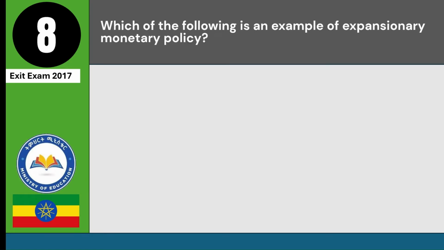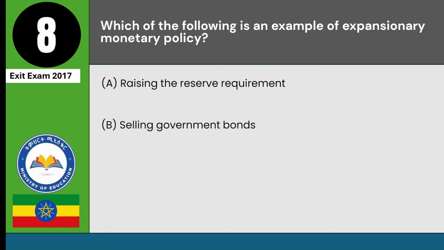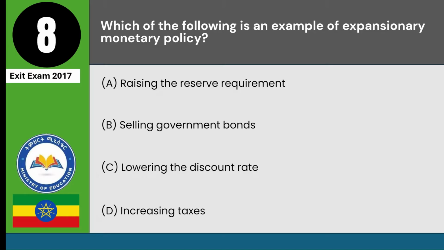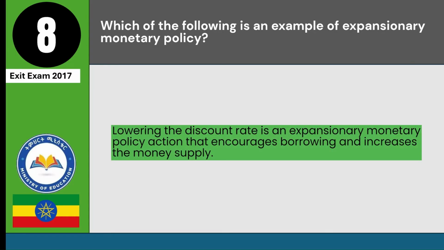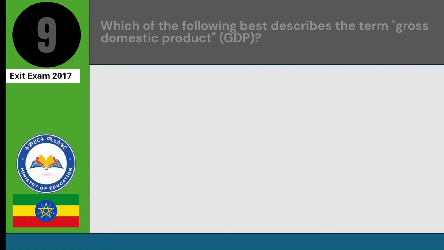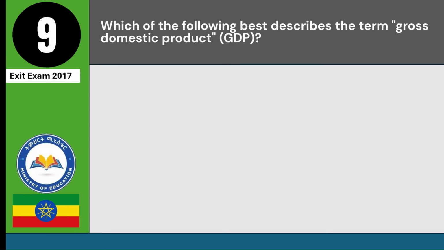left. Which of the following is an example of expansionary monetary policy? A. Raising the reserve requirement. B. Selling government bonds. C. Lowering the discount rate. D. Increasing taxes. Answer: C. Lowering the discount rate is an expansionary monetary policy action that encourages borrowing and increases the money supply.